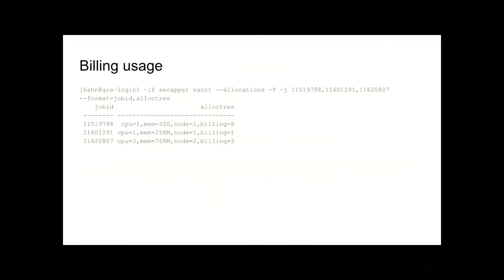In the third example, I used 3 CPUs and only the default amount of memory per CPU, 256 megs, and so I was only billed for 3 processor equivalents.